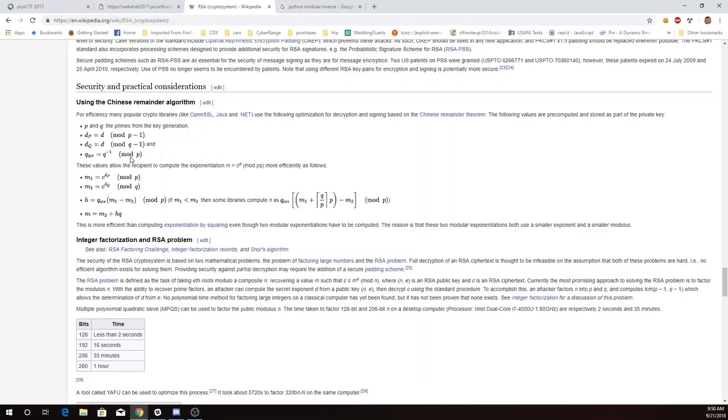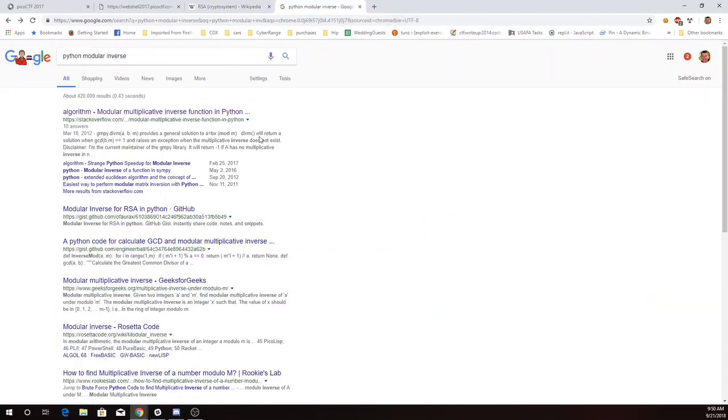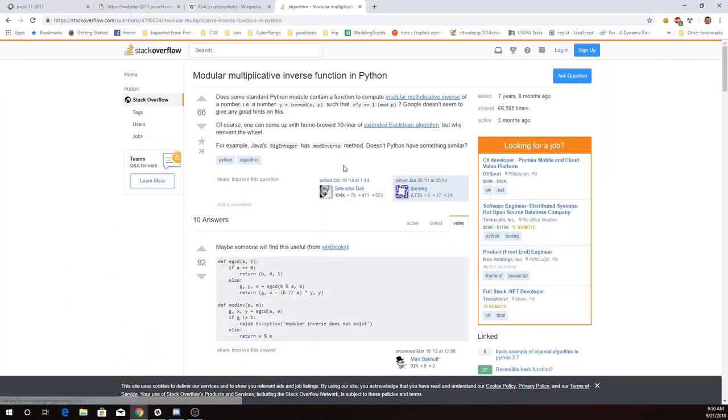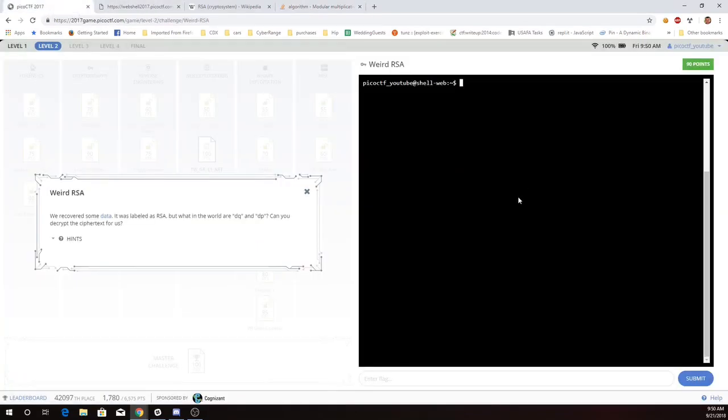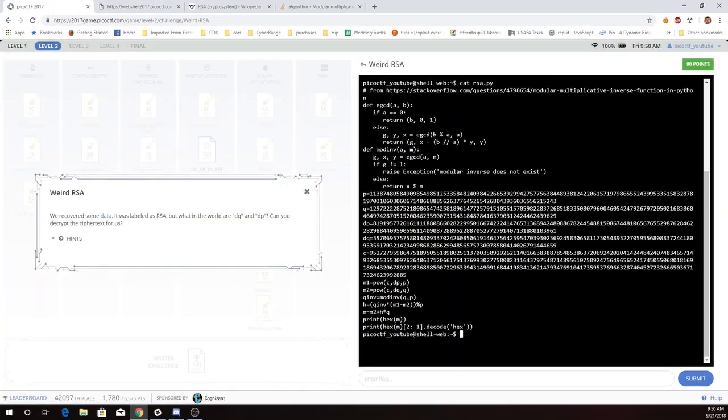In order to do that, I'm going to use Python. So I'm going to Google here for Python modular inverse. That gets me an article from Stack Overflow, which references Wikibooks and gives me this algorithm here. Okay, with all of that, I've created this little program. So with the Stack Overflow article, I have this modular inverse.